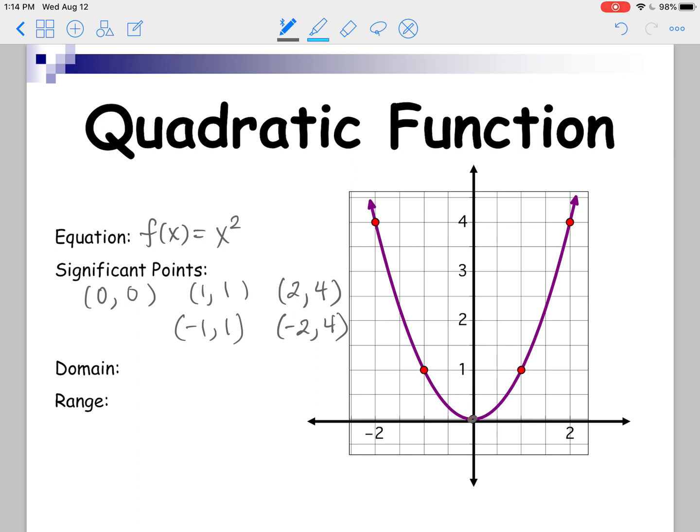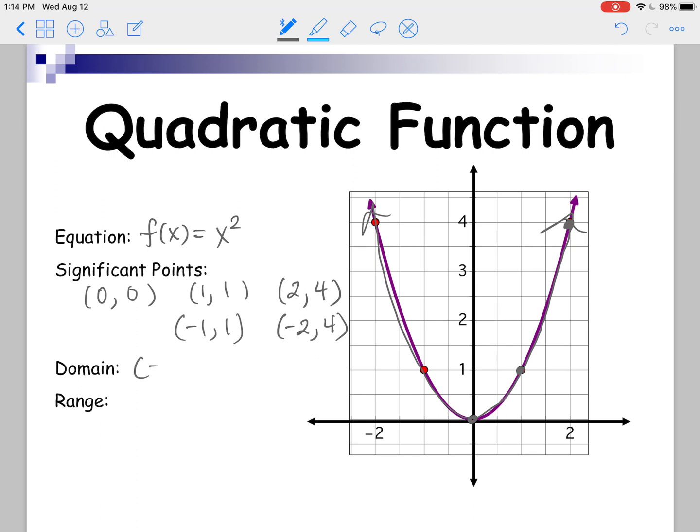Here we have (0, 0), (1, 1), and then the point (2, 4). This is no longer linear. It's growing a lot quicker. There's not a constant slope this time. That's why we're getting this U shape.